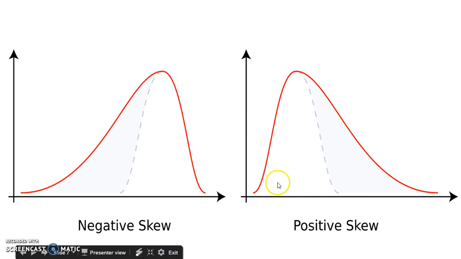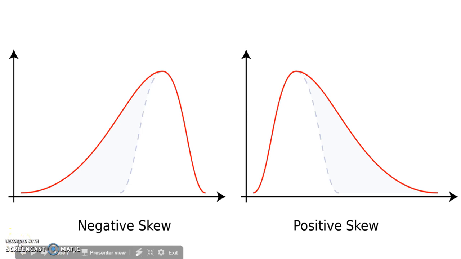Now, if we look at this positively skewed graph, you can see that the tail end is heading off towards the right. Positively skewed distributions will have a tail that goes off towards the right end of your graph.